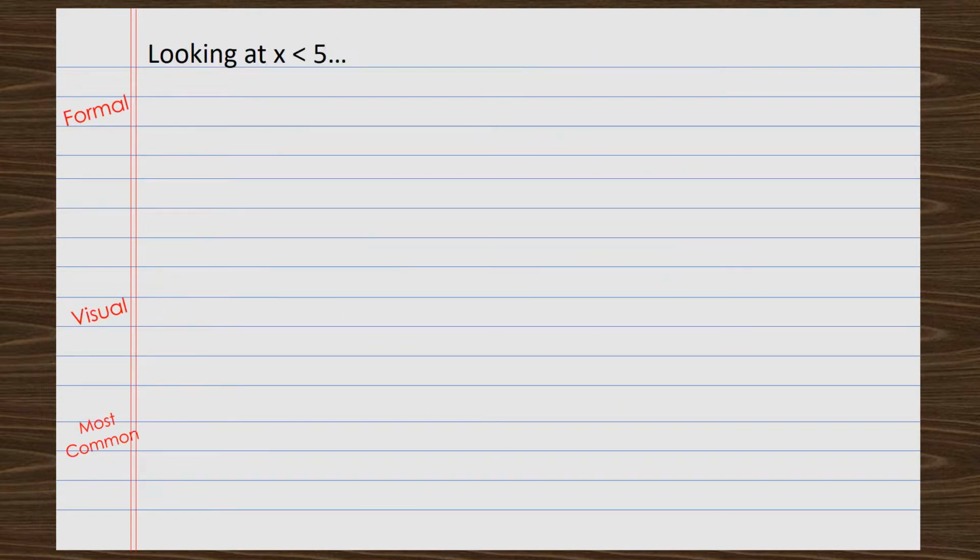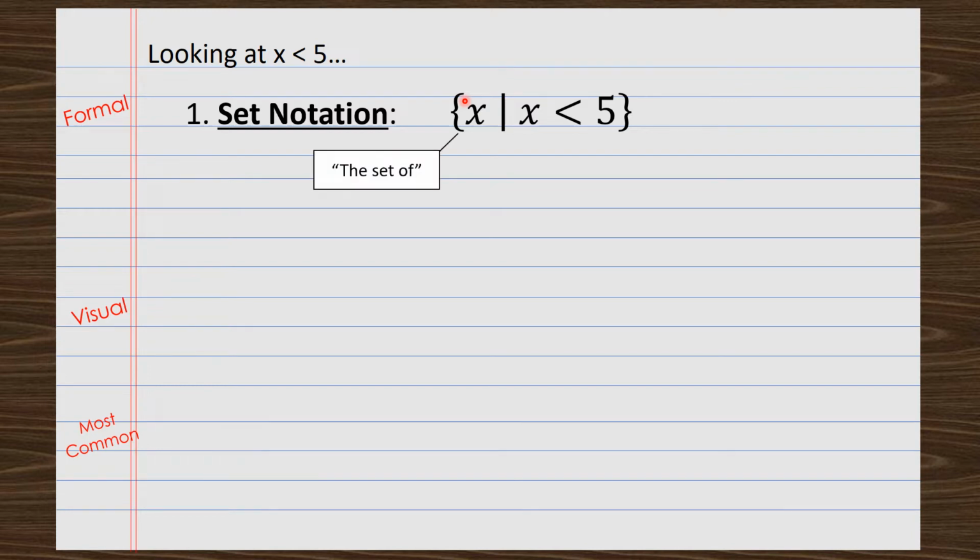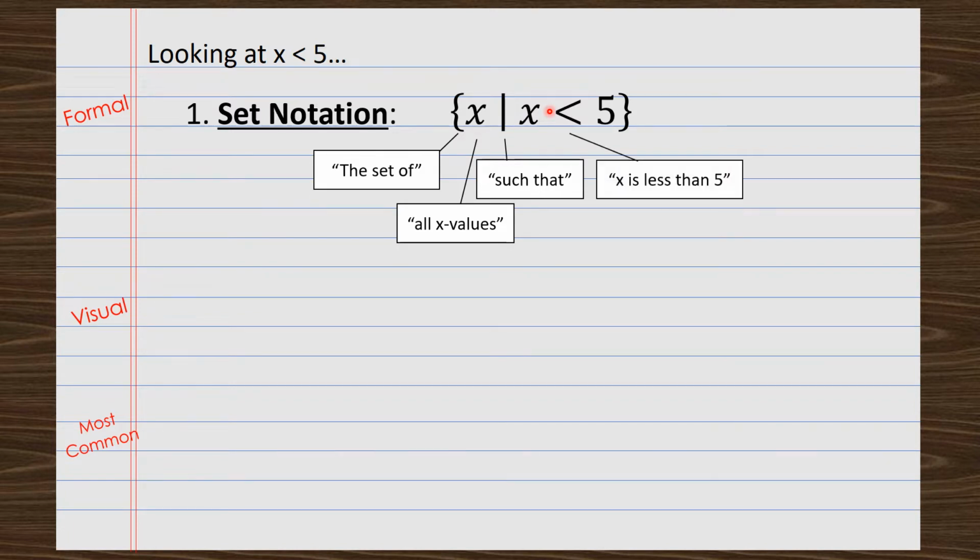Looking again at the inequality x is less than 5, let's look exactly at set notation. Now, if you were looking at that, how would you say it? Well, math is its own language, so let's see what it really means. The bracket part means the set of. Next, we read it as all x values such that, which is that straight bar, x is less than 5. Now this is the more formal way to write it, but that is how you say it. Each symbol has its very own meaning.